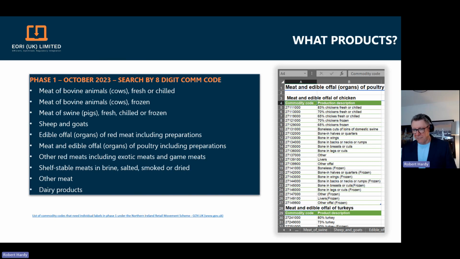So 83% chicken, fresh or chilled, is phase 1, and the commodity code, which is shown on the left hand side, is wrong. There's always a problem on Excel because a lot of these commodity codes have a leading 0. So somebody in a very helpful way has tried to remove the leading 0 and has killed a couple of other zeros in the process. So the commodity code for 83% chicken, fresh or chilled, as shown on the right hand side, is not 2711, it's 0207. Okay, so be inventive with where you insert the zeros, but generally speaking, the first 0 is missing and the second 0 is missing.